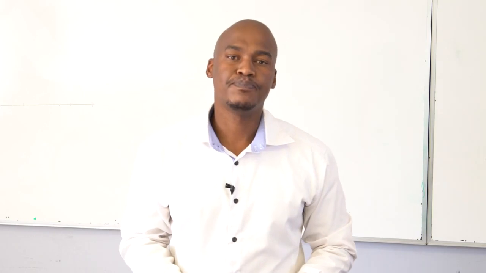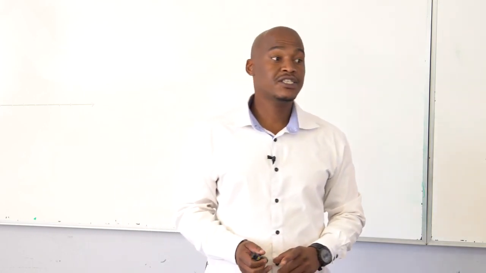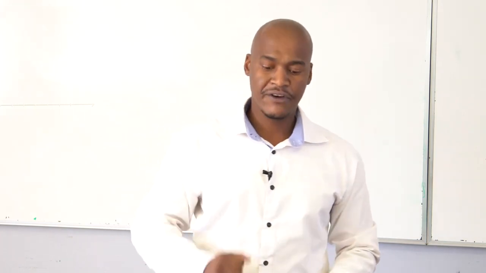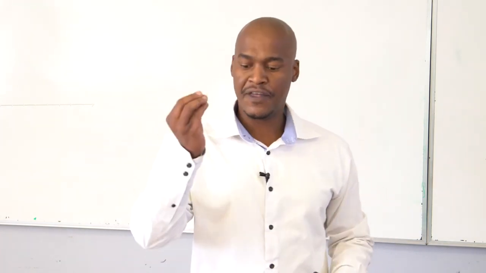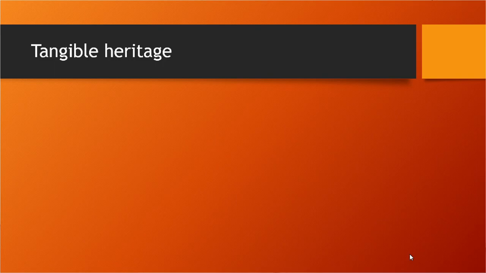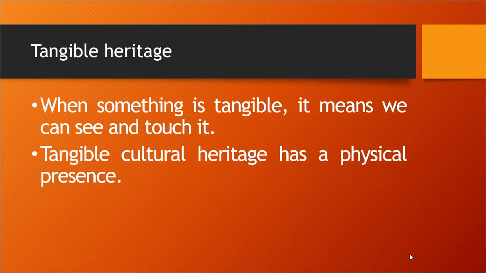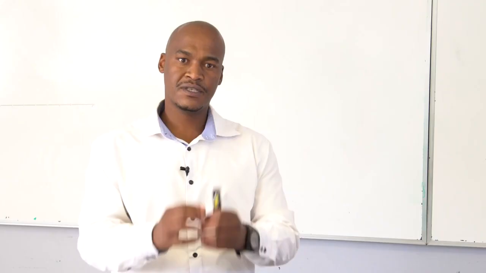Now we move on. Ladies and gentlemen, heritage can either be tangible or intangible. Tangible heritage basically means that it's heritage that we can see and touch. Tangible cultural heritage has a physical presence. Most cultural heritage has no physical presence because it has to do with the way we do things. But tangible cultural heritage has a physical presence.